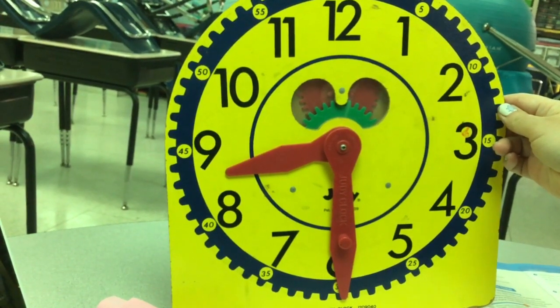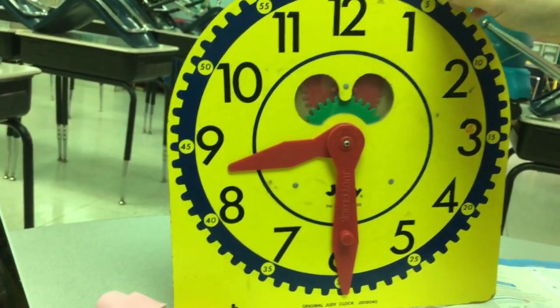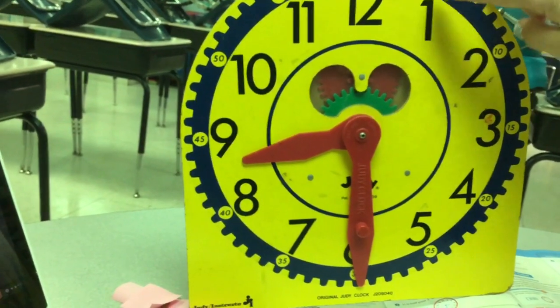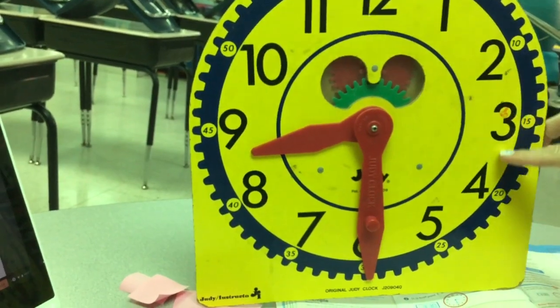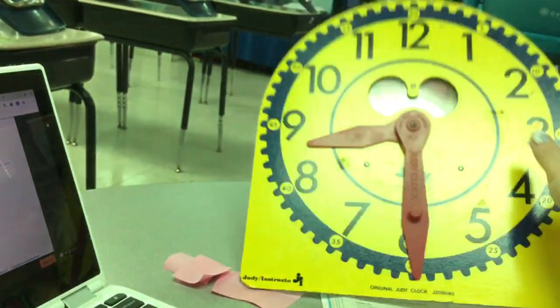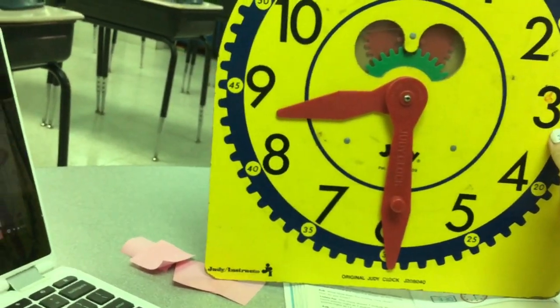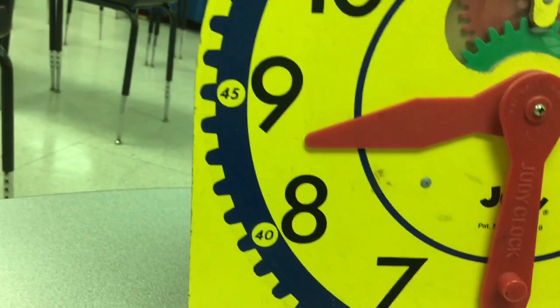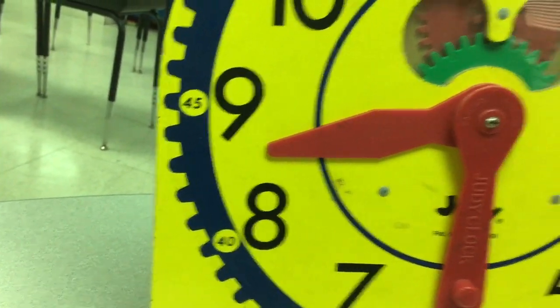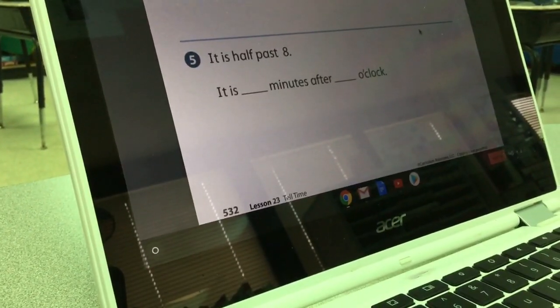It is minutes after o'clock. Let's count by 5s around the clock to see our minute hand. 5, 10, 15, 20, 25, 30. This time shows us 8:30. Notice our hour hand is halfway between the 8 and the 9. Okay, back to our problem. It is minutes after o'clock.